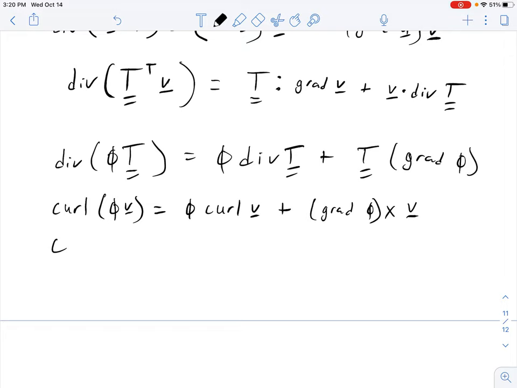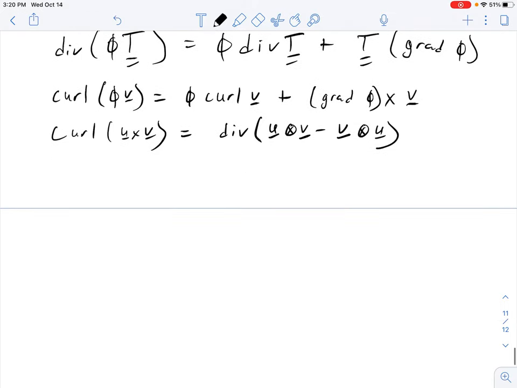Curl of the cross product u cross v is equal to the divergence of u tensor v minus v tensor u.